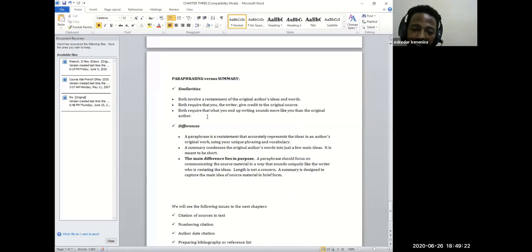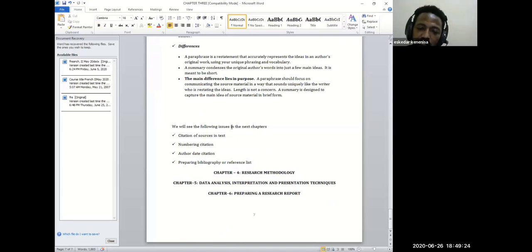Therefore, this is the end of the class. There are some issues that we didn't cover here. We leave these topics for the other chapters because it is significant to put them in another section rather than in the literature review. Citation of sources in text is related to the style of referencing. Therefore, we will discuss this in the other chapters.